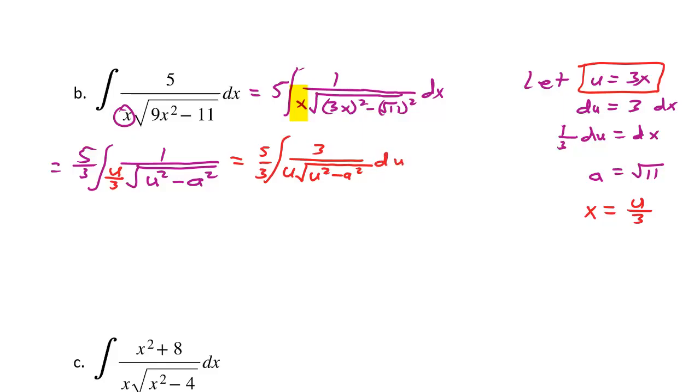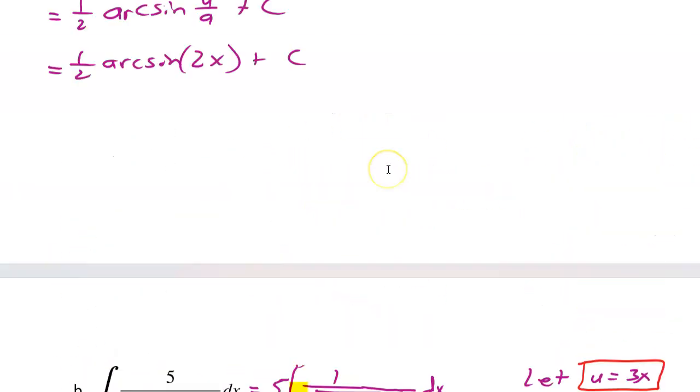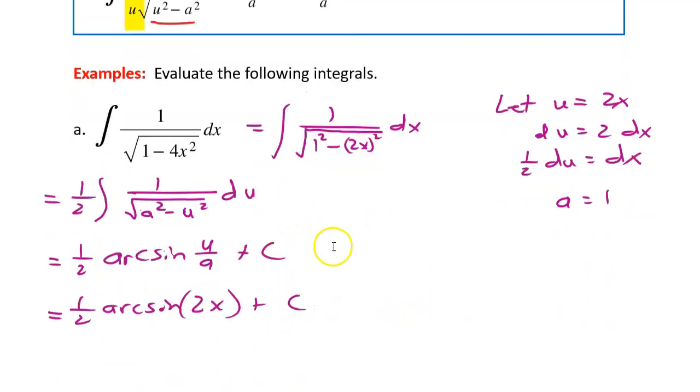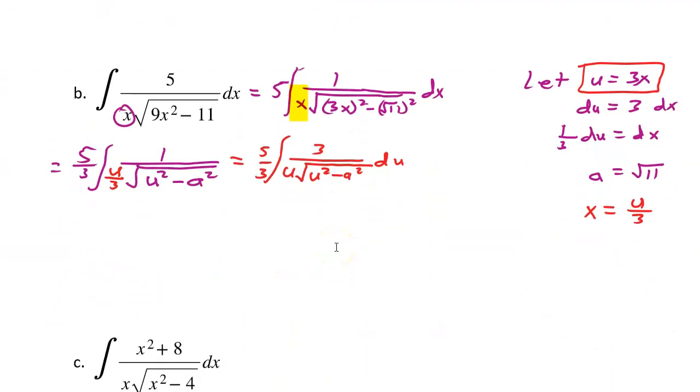All right, so now the bottom looks like the formula. We have u, and then we have the root of u squared minus a squared, so it looks exactly like that. And with that 3 on the top, we can just take that out in the front. Well, we already have something over 3, so why don't we just cancel it out? Cancel this 3 out, make it a 1. Right?